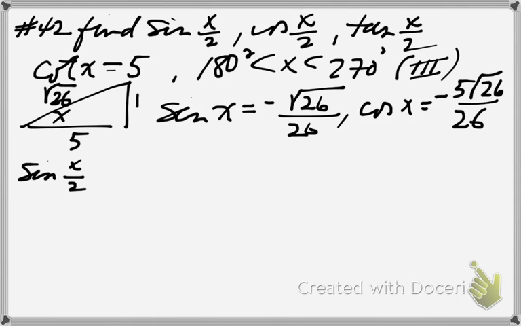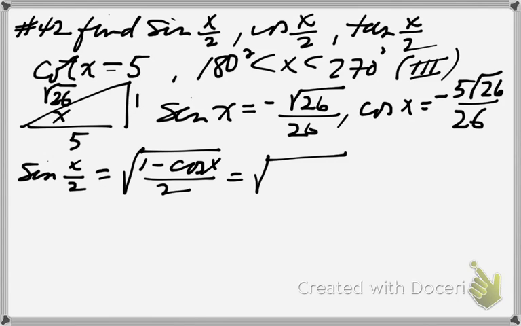So the half angle identity for sine is the square root of 1 minus the cosine of x, all over 2. That's what the identity is. And we know what the cosine of x is. The cosine is negative 5 root 26 over 26. So now it just becomes an algebra problem. You're just plugging in 1 minus negative 5 square root 26 over 26, all of that over 2.